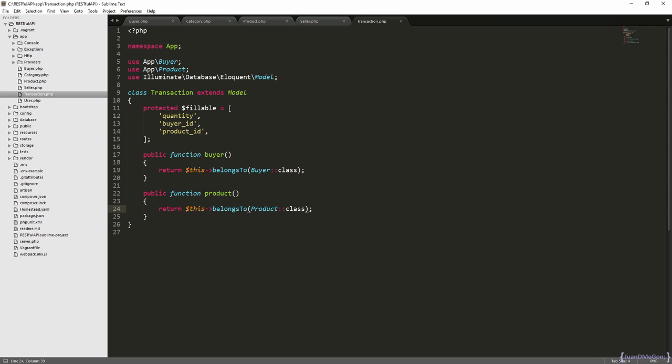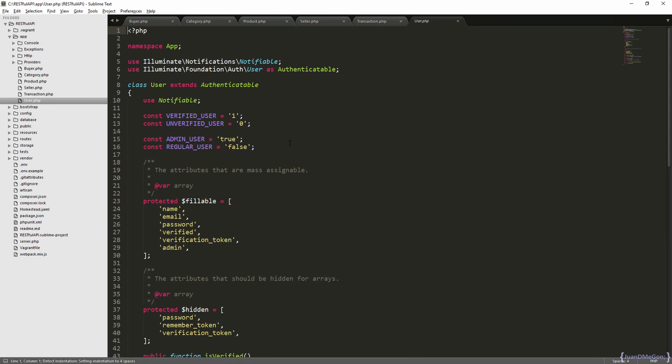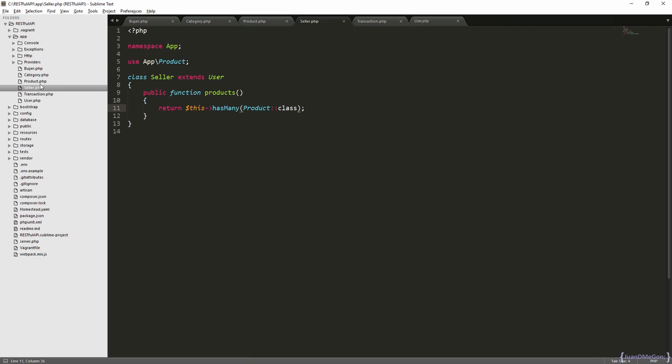Now, you may be asking yourself about the user model. Well, the user model doesn't have directly any relationship with other models. Basically, its relationships are indirectly implemented by the buyer and seller models, because remember that buyer and seller extend directly from user. So, in some way, a user being a seller has products, or a user being a buyer has transactions. So, we are done now with the implementation of the relationships between our models. See you later.